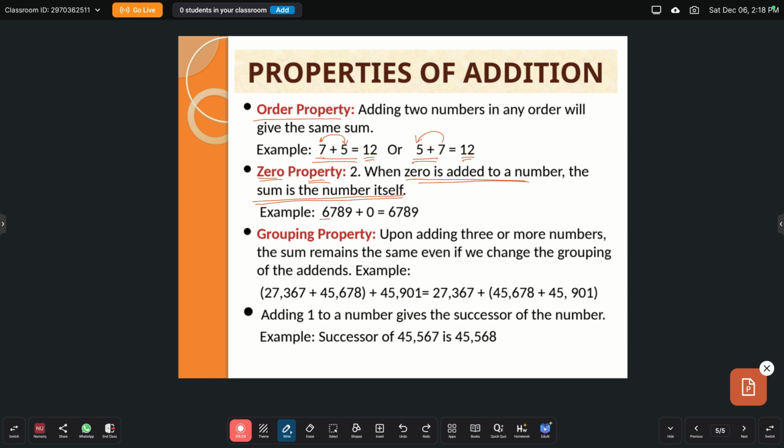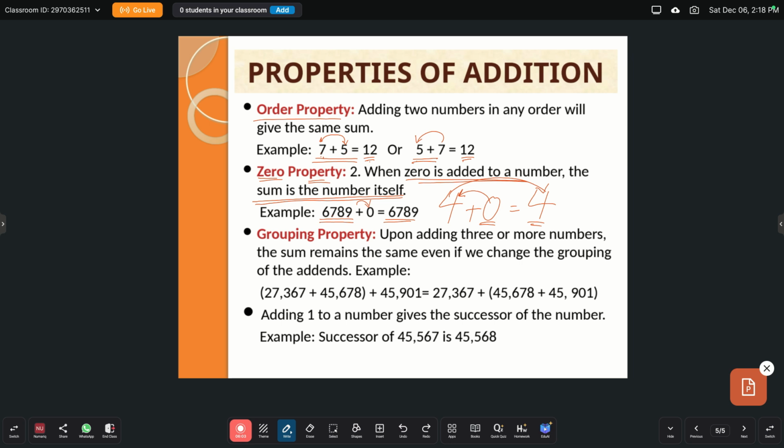For example, here I am having 6,789. Okay, and I am adding 0 to it. What will be the sum? The sum will be 6,789. For example, I am having 4 as my number and I will add 0 to it. What will be the sum? It will be 4. It means that whenever we add 0 to any number, the answer is the number itself.